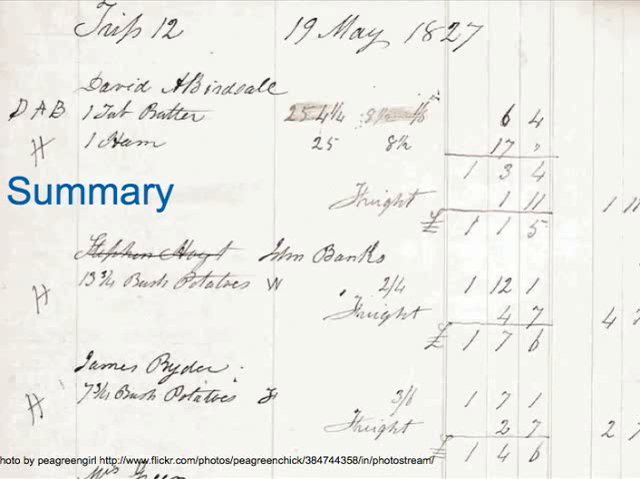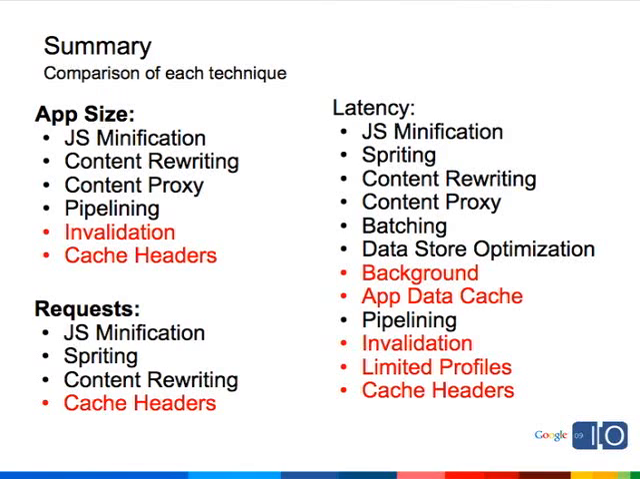So we've talked a lot about a lot of different optimizations, and I'd want to bring everything back together and give you that high-level overview one more time. Basically, we had three different types of metrics that we were measuring on, and we found different approaches affected each one differently. So, for example, if we wanted to reduce app size, we used JavaScript minification, content rewriting, and the static content proxy. Data pipelining was a great benefit for our gadget.